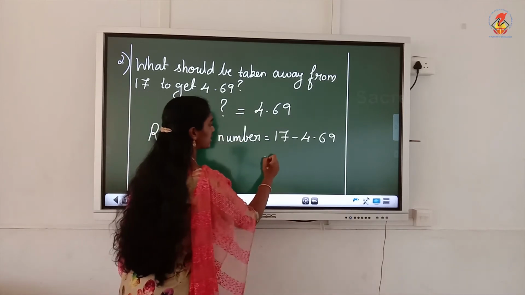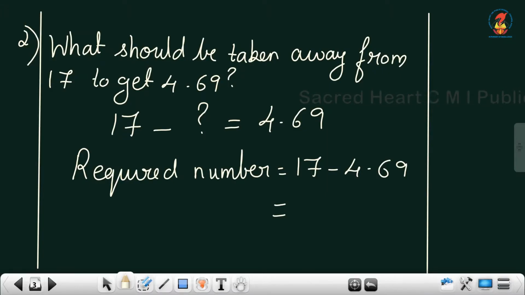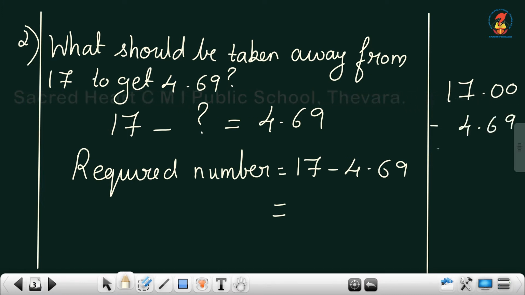Now, again as I told you, here you have two decimal places. 17 has no decimal place, so first you have to convert it to like decimals: 17.00 minus 4.69.